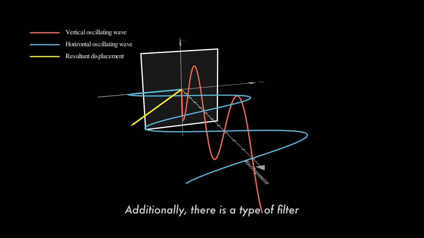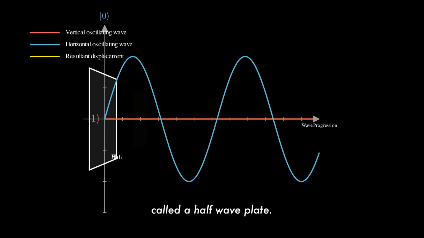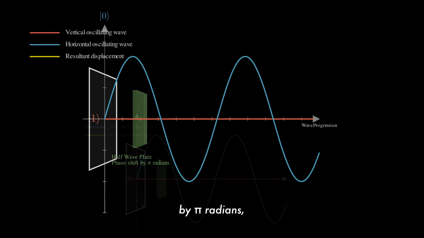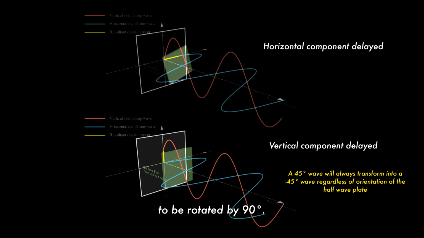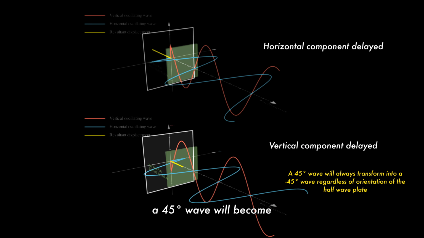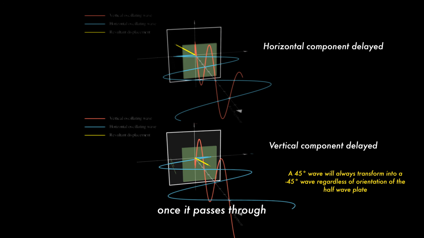Additionally, there is a type of filter called a half-wave plate. They work by shifting one component of the wave by pi radians, causing the direction of polarization to be rotated by 90 degrees. For example, a 45-degree wave will become a negative 45-degree wave once it passes through a half-wave plate.